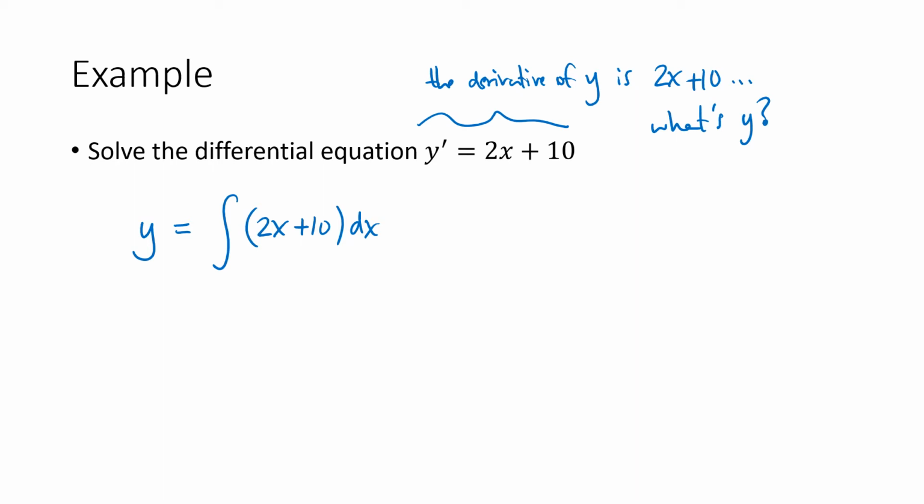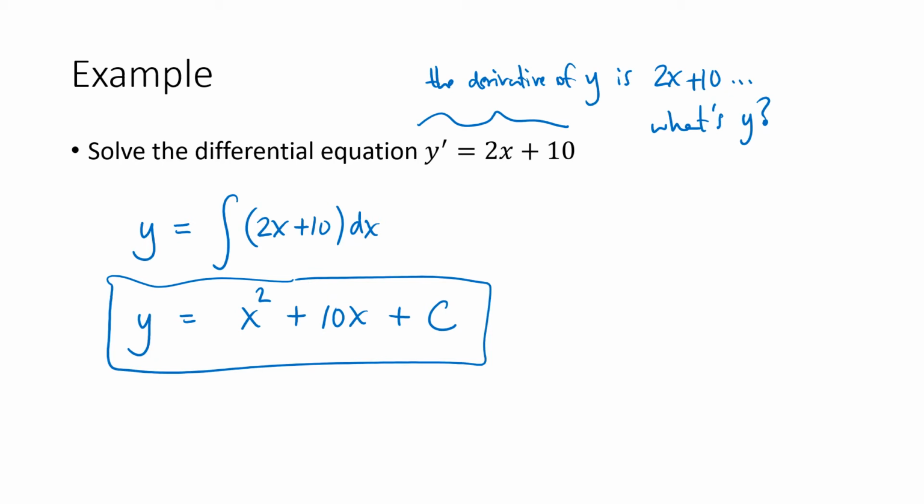I know what the derivative is. I'm trying to figure out the original function. The way that I do that is with antiderivatives. So we learned how to do antiderivatives last time. The antiderivative of 2x is x squared. Antiderivative of 10 is going to be 10x. And then because we're taking an antiderivative, we get a plus c. So this would be the solution to my differential equation.